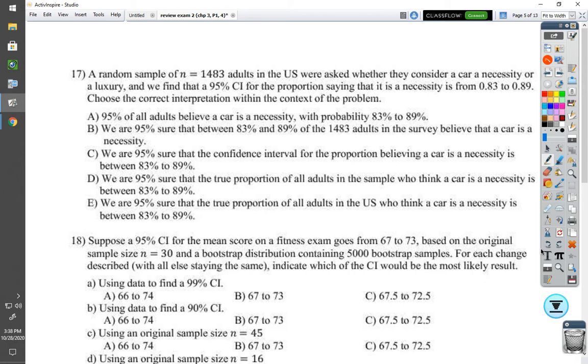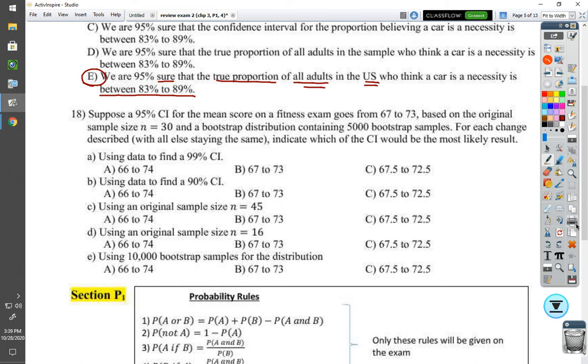Well, the correct interpretation of this would be we are 95% sure that the true proportion of all adults in the U.S. who think the car is a necessity is between 83% and 89%. Make sure you have all those things that I underlined.